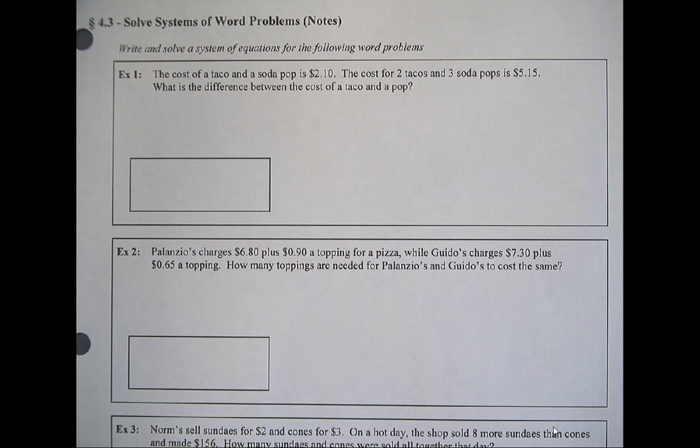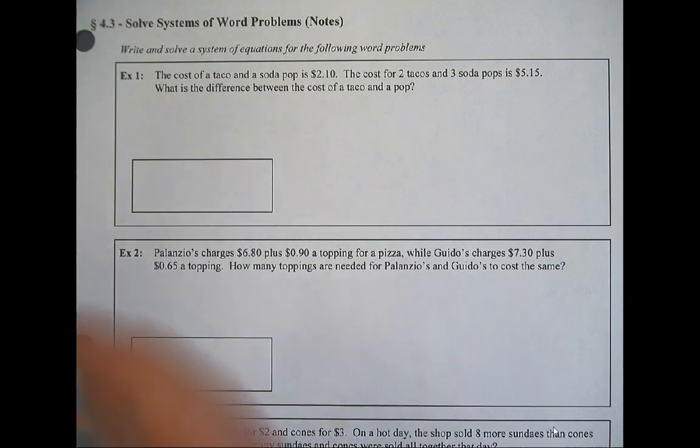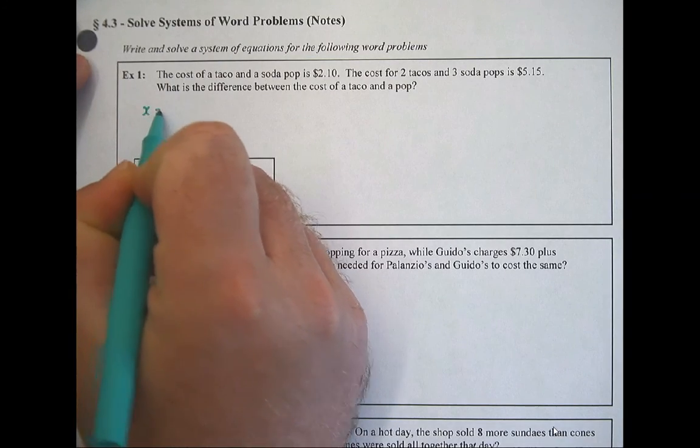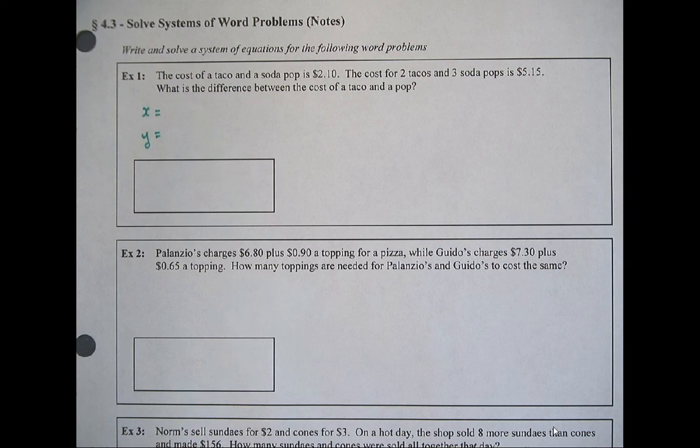So I want to read through the story and I want to look for the things that are changing. Those are going to be my variables, the things that I don't know. So over here, I'm going to always start off by trying to define what my variables are. X equals and Y equals. We need to state what they are before we get going.